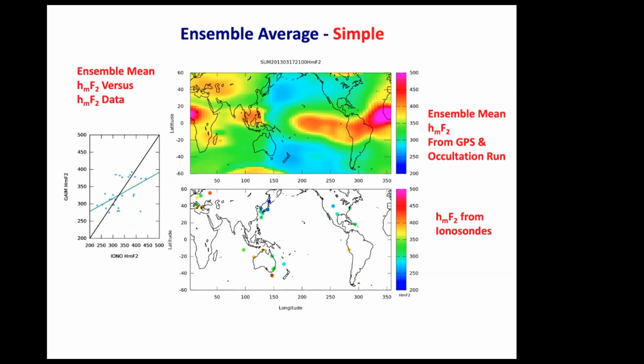This slide shows the results for HMF2. The layout of the figure is the same as in the 2 previous figures. With just GPS TEC and topside density data, all of the models had difficulty in capturing HMF2 because a given NMF2 could occur at different heights. Therefore, a simple average of the 6 models did not produce an improved result for HMF2.